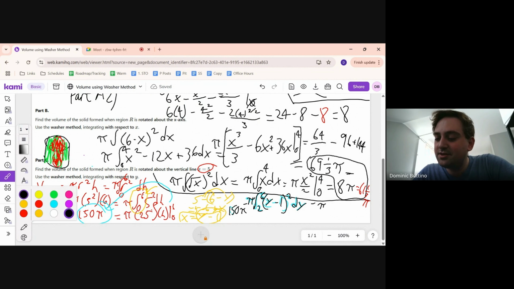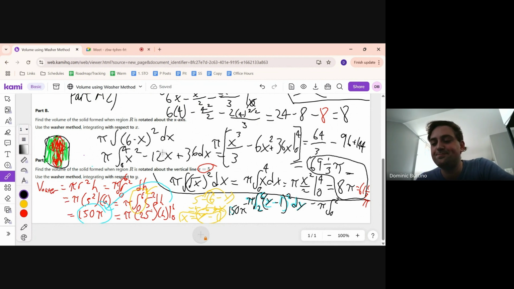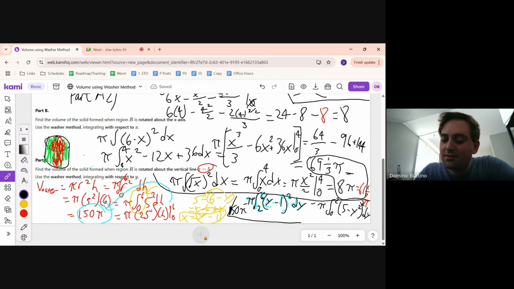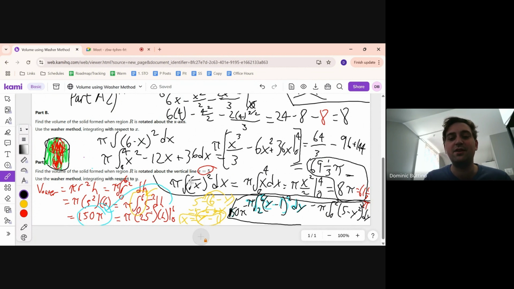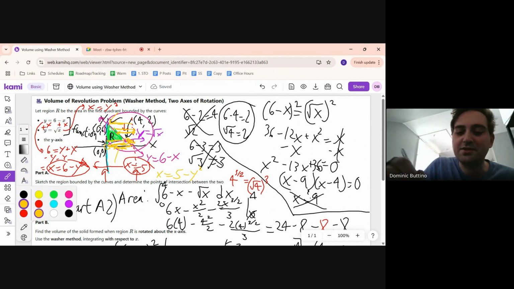minus pi. The bounds are going to be 0 to 2, right, from the x-axis to y equals 2. And the radius is going to be, what did we just write here? 5 minus y squared. It's going to be squared dy. And that, again, 150 pi we actually solved, right? Then you're going to subtract out those other two integrals that, again, what they represent is basically, I was going to say white space, but all the orange space here. Imagine all this orange space that I'm coloring in.